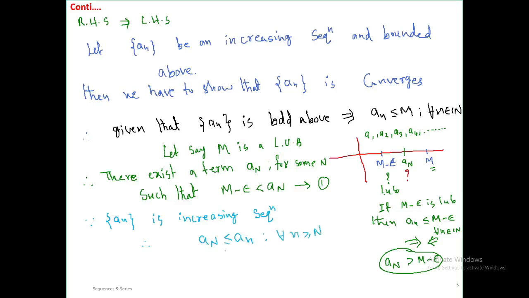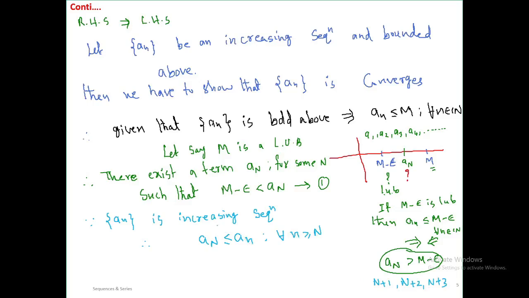That means after the index N only, right? That means capital N plus 1, capital N plus 2, N plus 3, like this. All these indexes are more than capital N. So small n takes N plus 1, N plus 2, N plus 3. That means all these terms are more than a capital N only, since it is an increasing sequence.